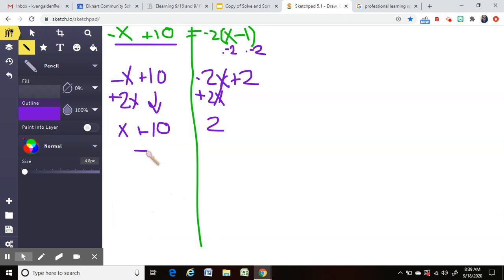Now I need to get x by itself. I do the opposite operation. So I have negative 8.